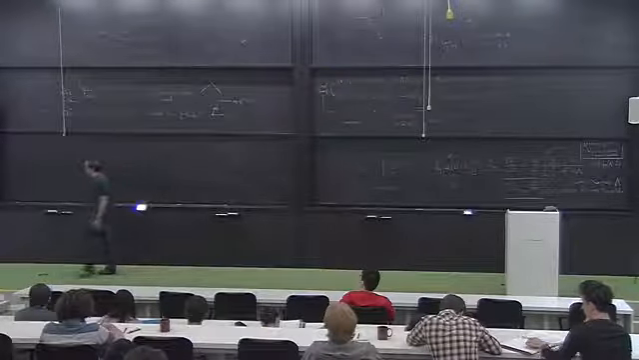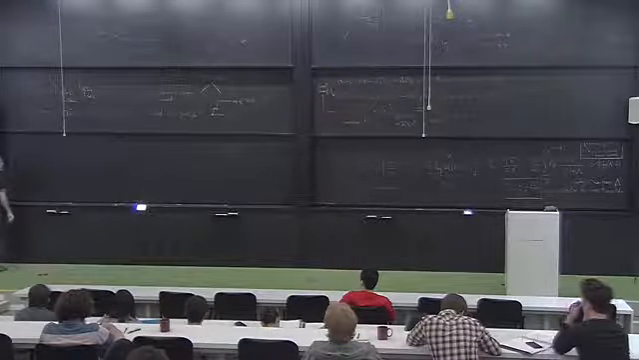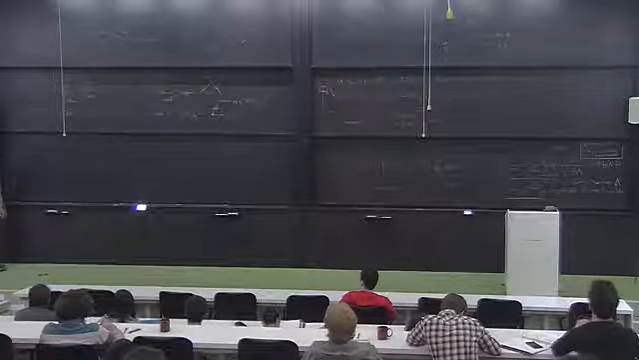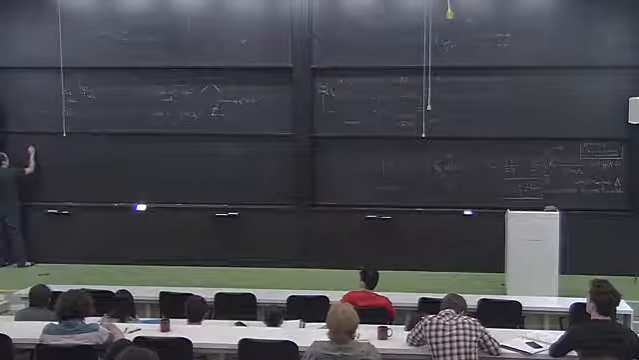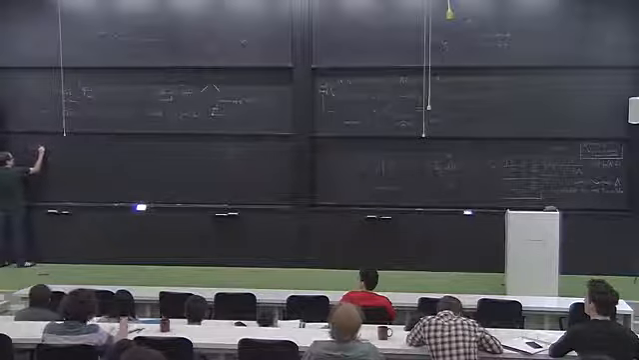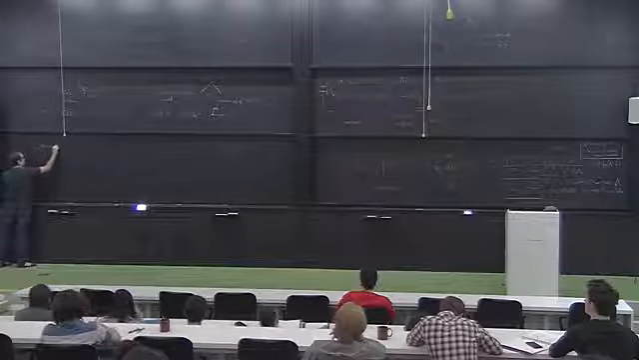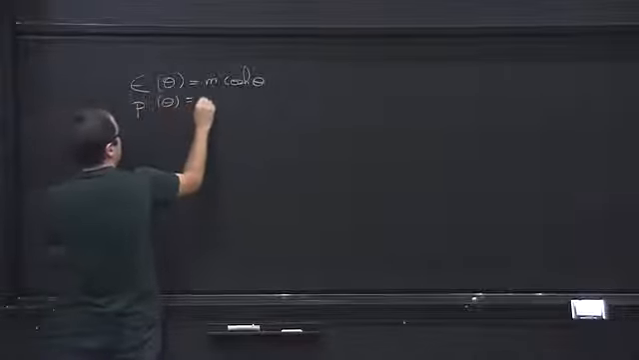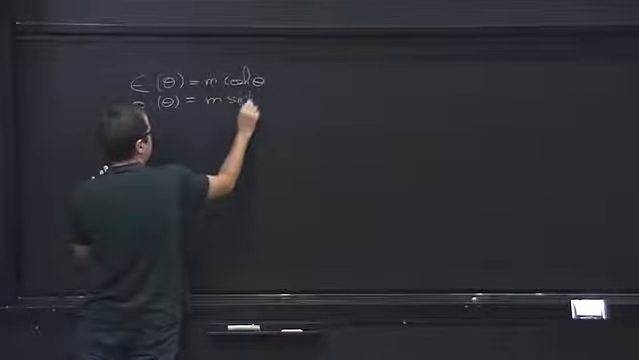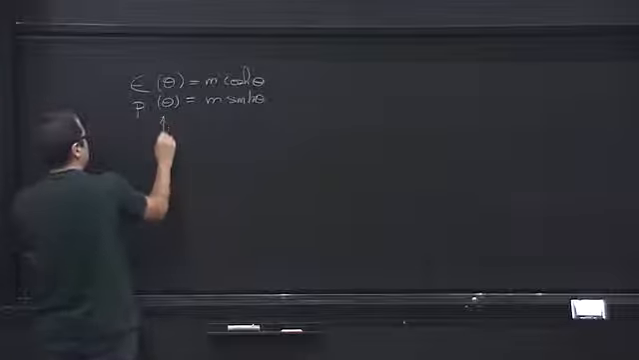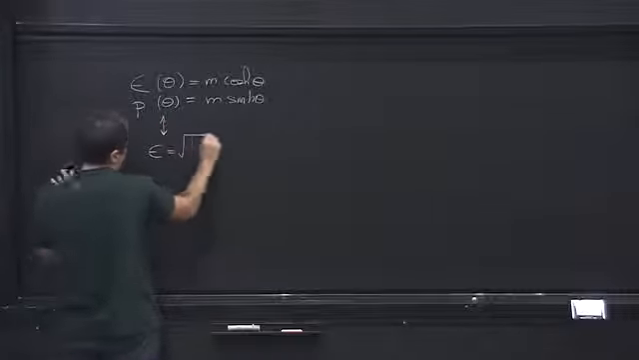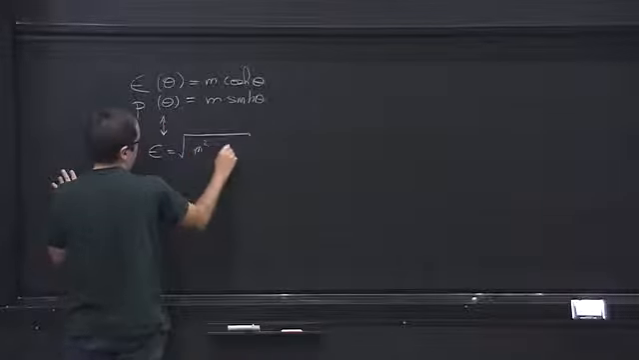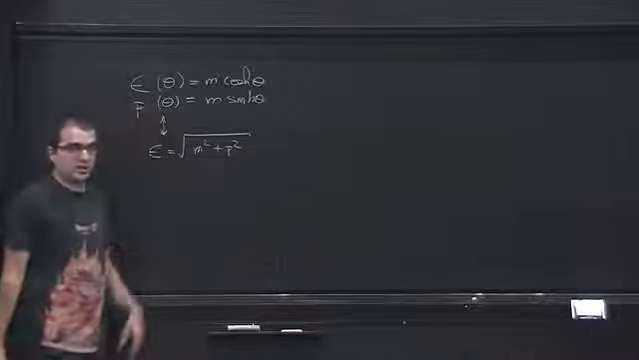Now we can use the power of integrability and of symmetries. What do we want to do? We solved the first problem. Now we have epsilon of theta equal to m cos theta, and p of theta equal to m sin theta. This is equivalent to saying that epsilon is the square root of m squared plus p squared. So we know the dispersion relation.